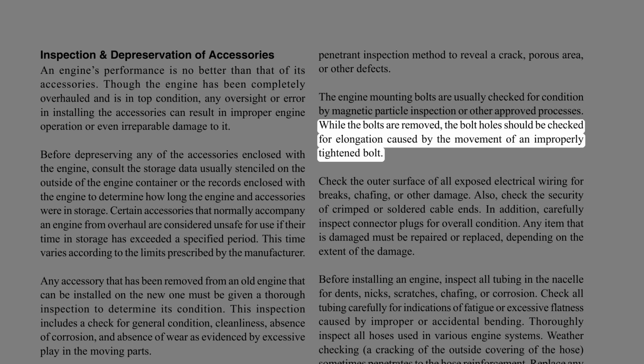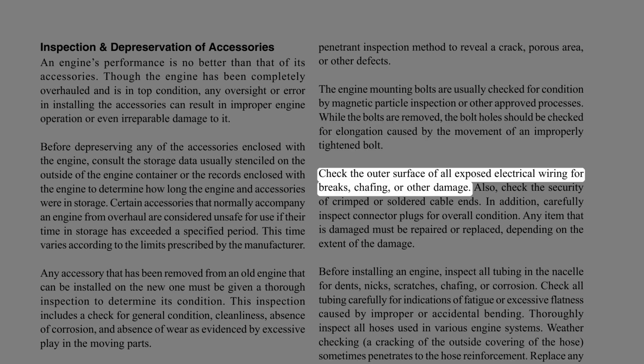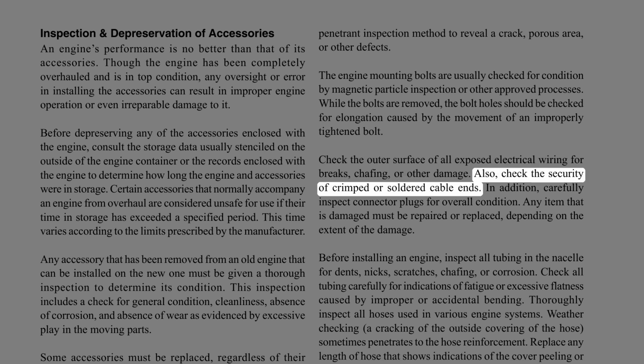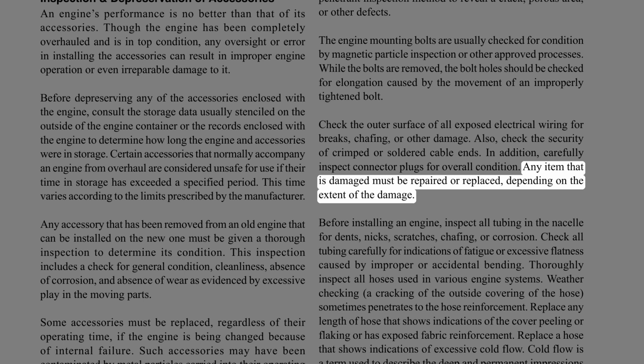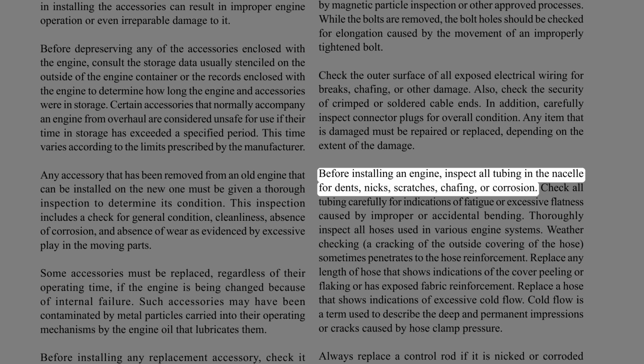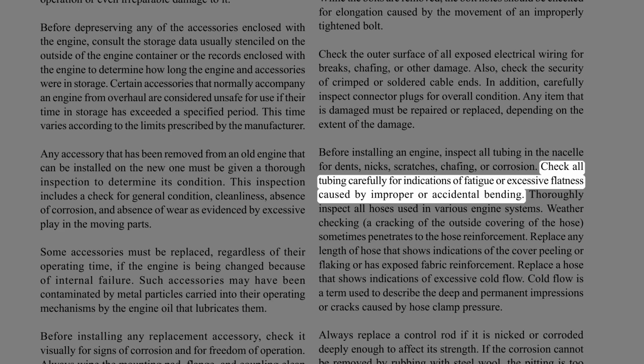Check the outer surface of all exposed electrical wiring for breaks, chafing, or other damage. Also, check the security of crimped or soldered cable ends. In addition, carefully inspect connector plugs for overall condition. Any item that is damaged must be repaired or replaced, depending on the extent of the damage. Before installing an engine, inspect all tubing in the nacelle for dents, nicks, scratches, chafing, or corrosion. Check all tubing carefully for indications of fatigue or excessive flatness caused by improper or accidental bending.